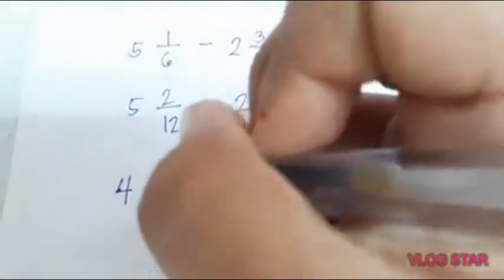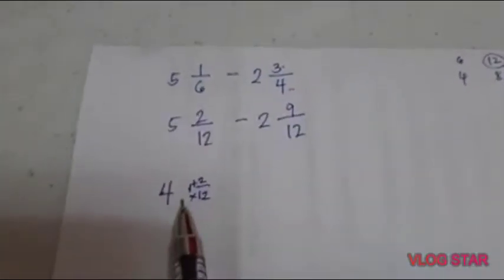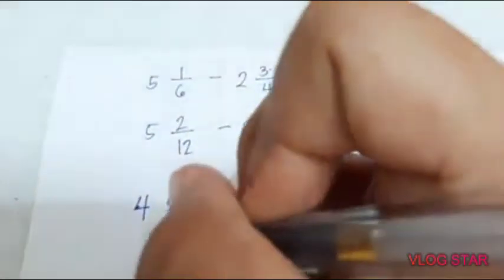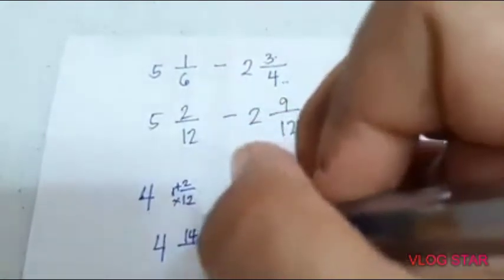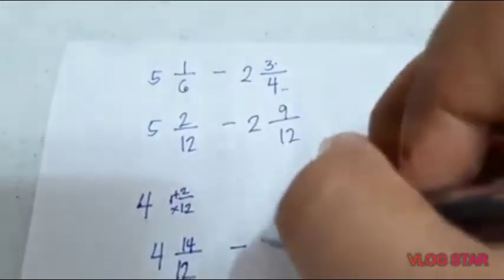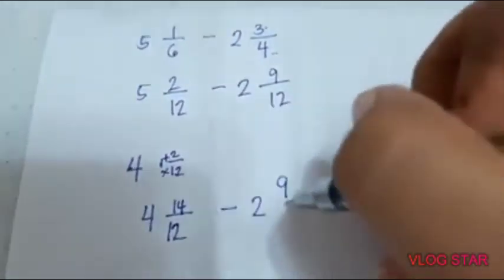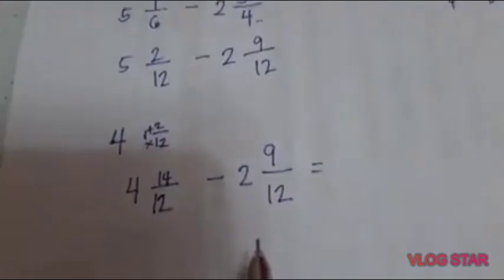So how? Times plus only. 12 times 1. 12 times 1 equals 12. Plus 2 equals 14. So you will now have 4 and 14/12 minus 2 and 9/12. So you may now subtract.